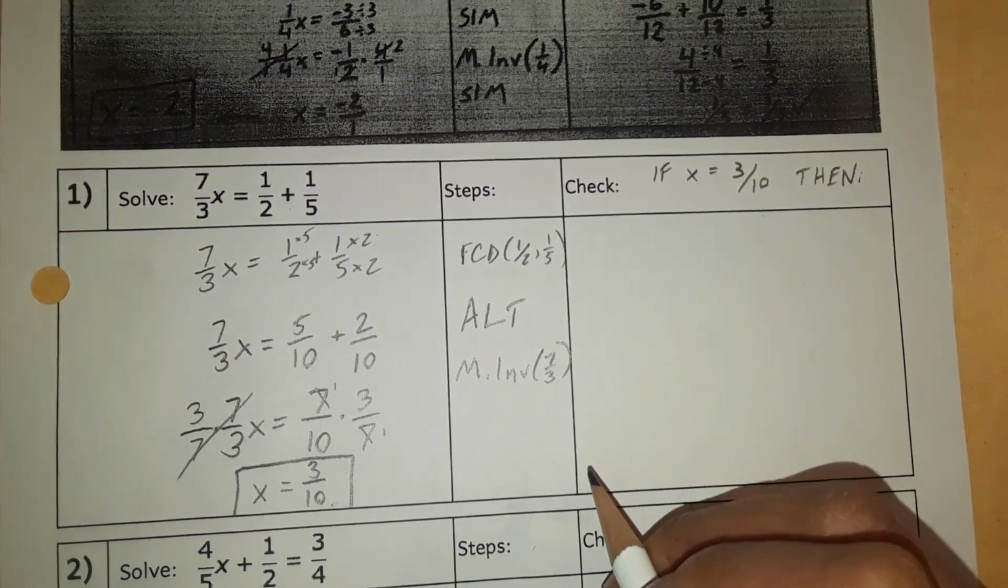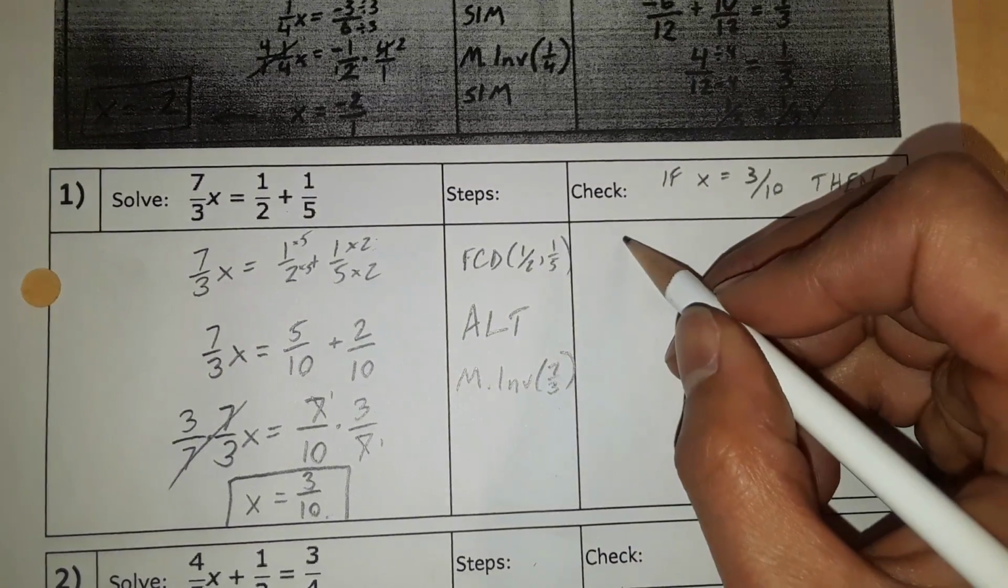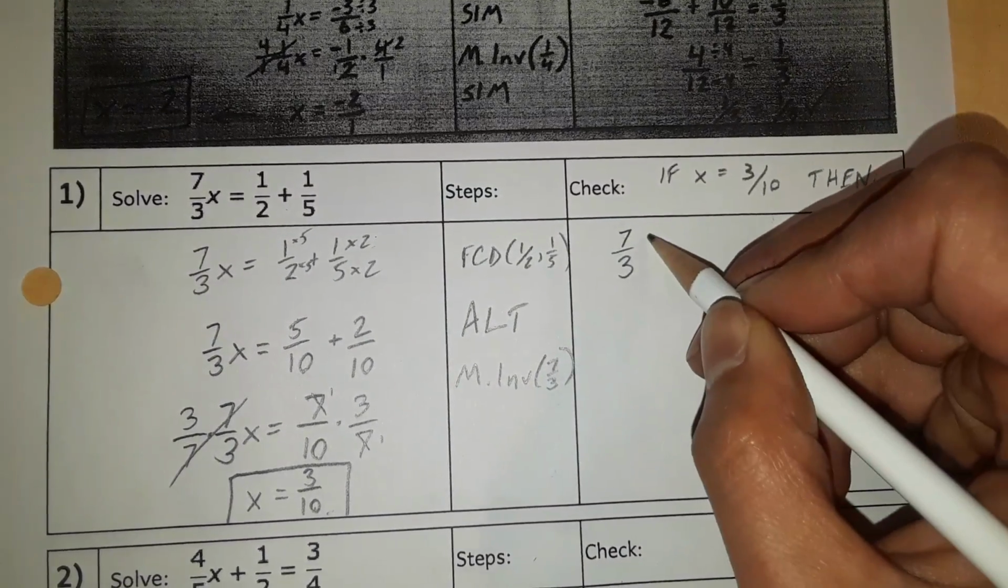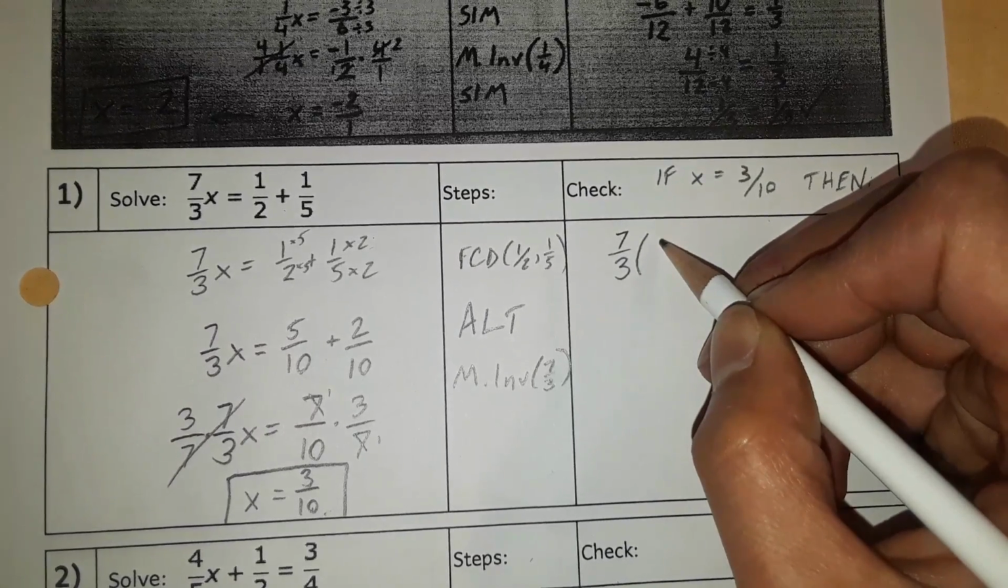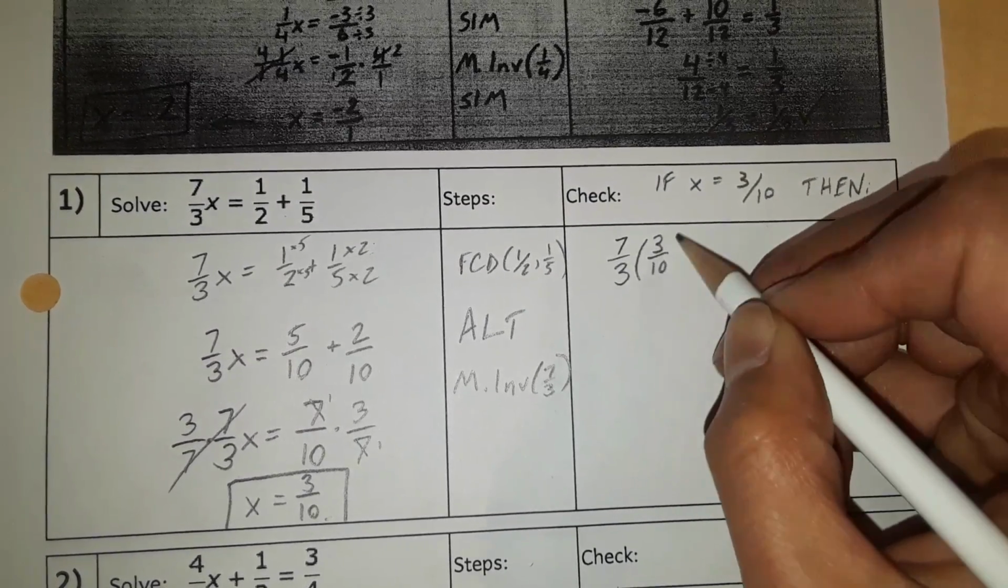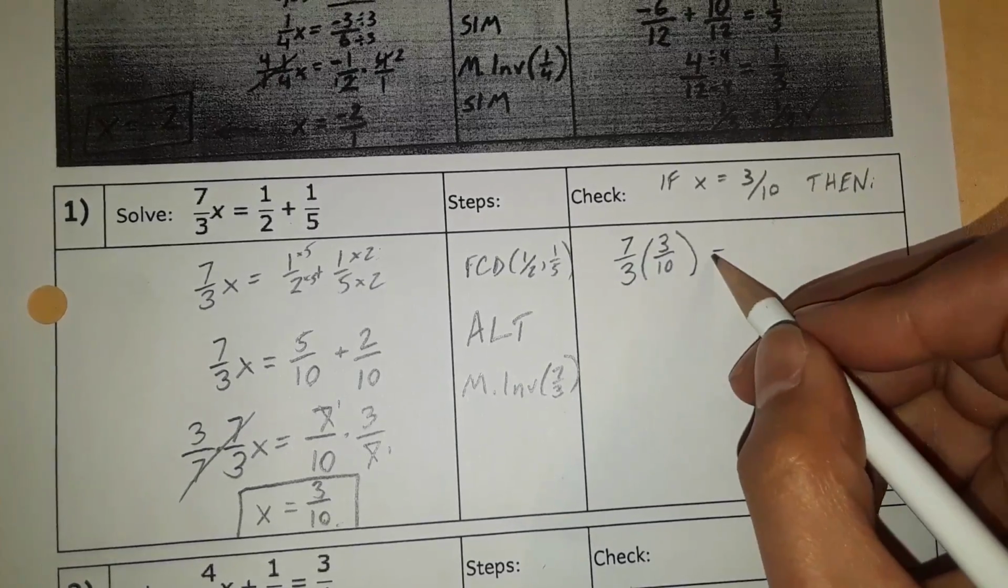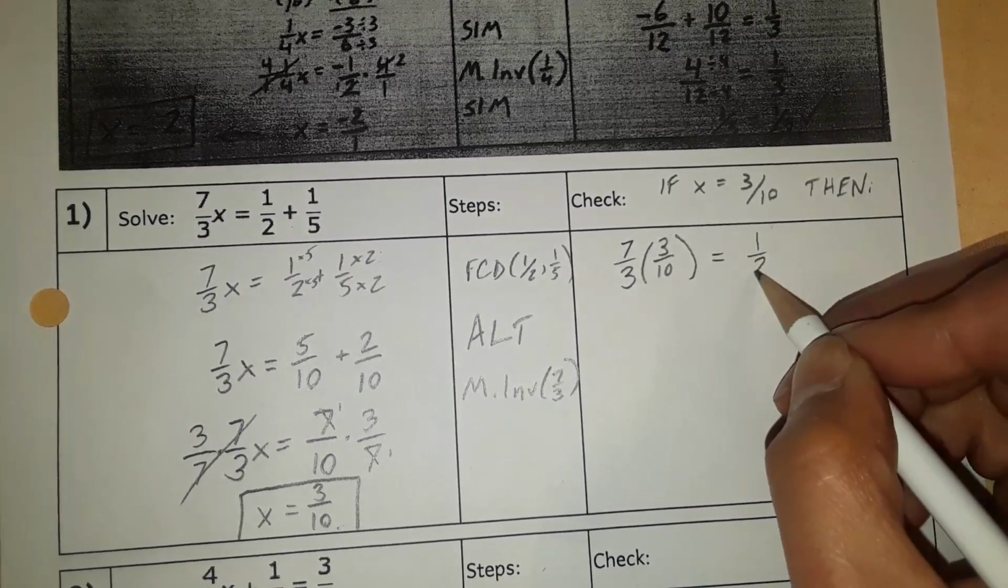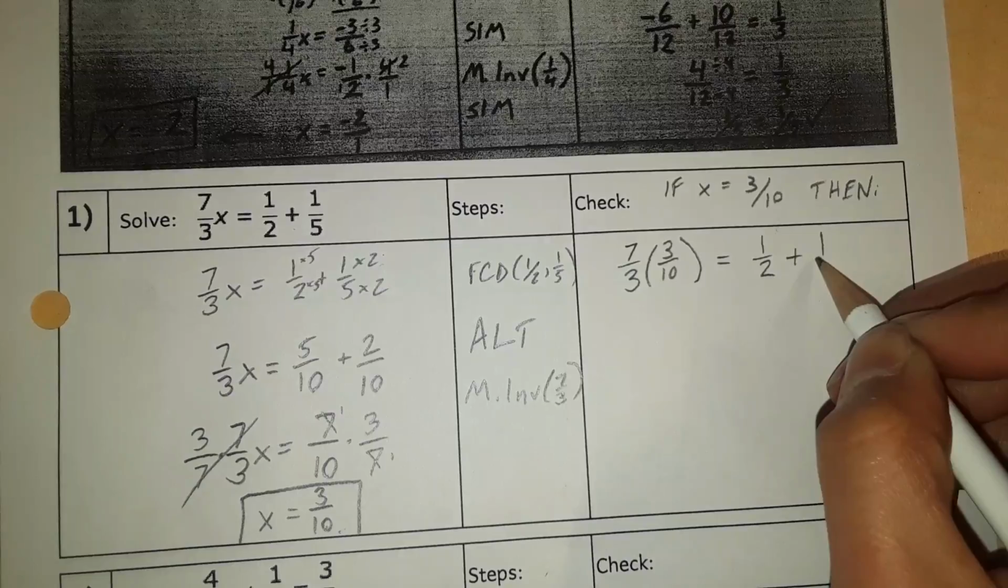and we're just going to plug that back in. So 7 over 3 times, and instead of x, we're going to have 3 over 10 equals 1/2 plus 1/5.